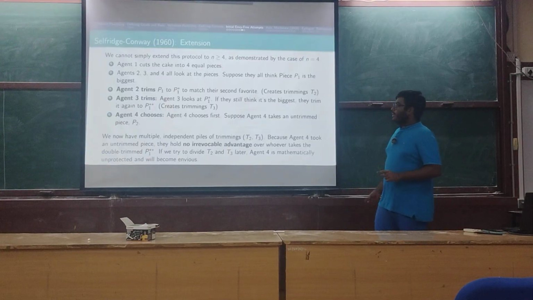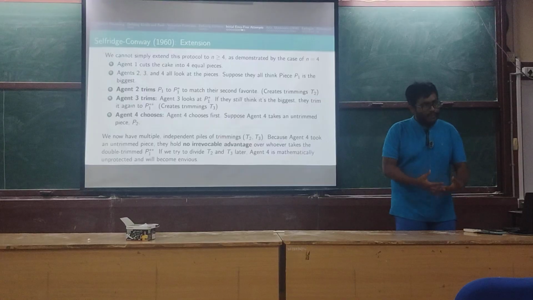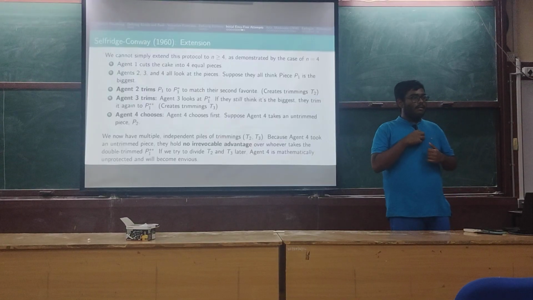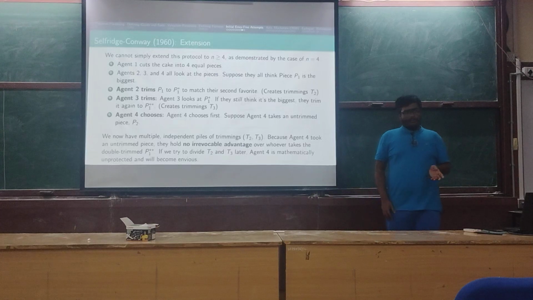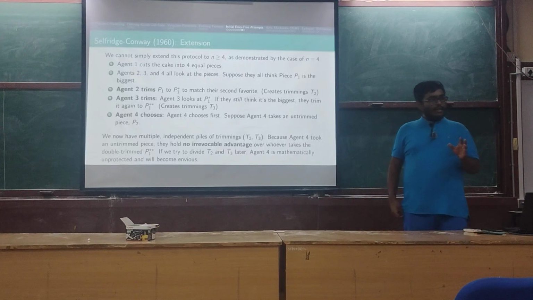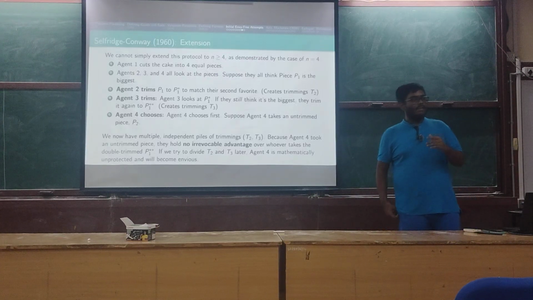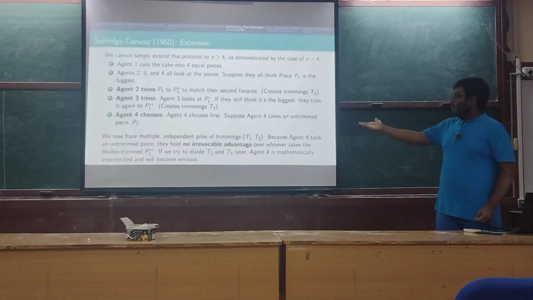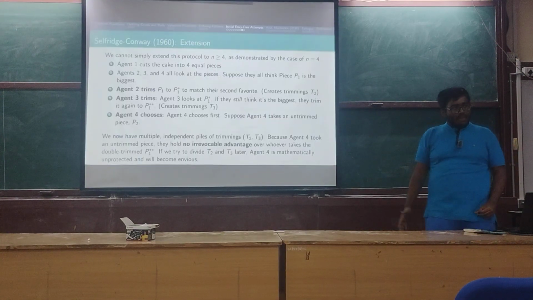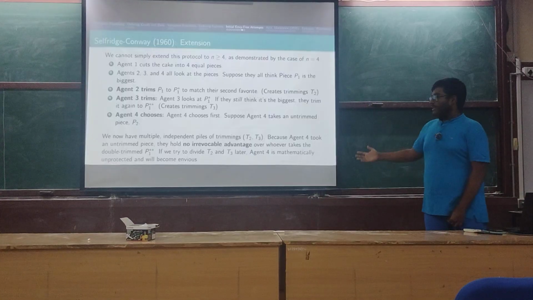But if you think about it, it becomes a lot more complicated to follow, because there are a lot of cases and sub-cases in which you get stuck. It's not a nice extension, right? So that is why for n greater than or equal to 4, it is a problem for Selfridge-Conway to follow. Again, they do not hold any clear, well-defined, irrevocable advantage that they can use.